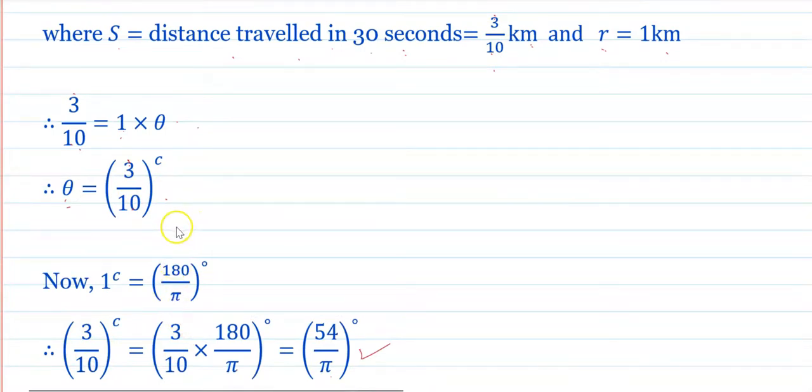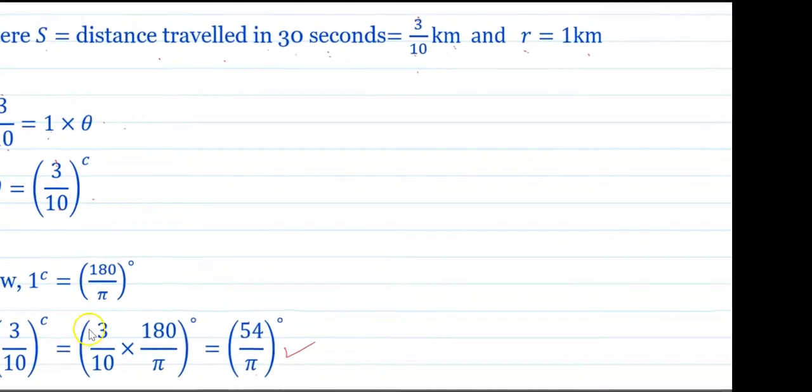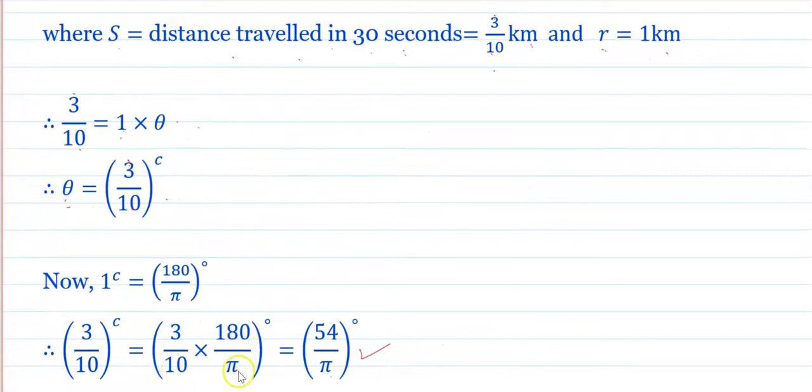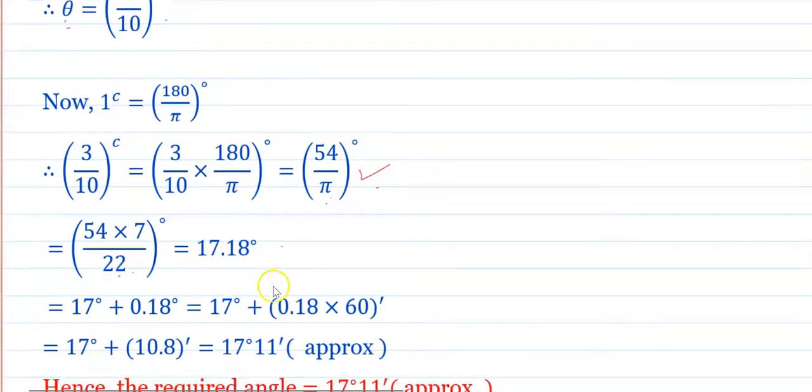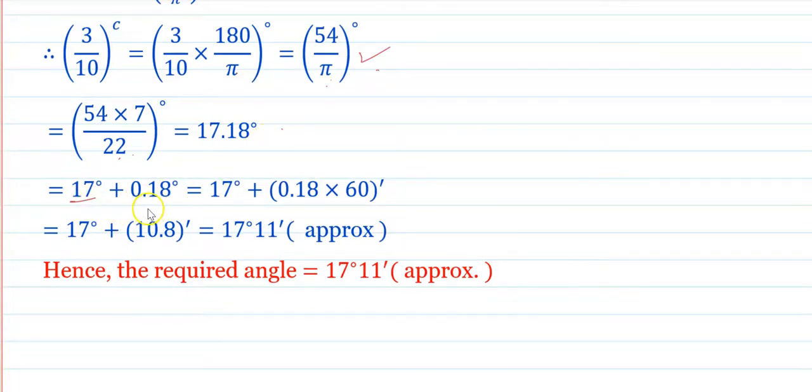Okay. Now we will find out the angle. 1 radian means what? 180 upon pi degree, and therefore 3 by 10 radian is equal to 3 by 10 into 180 upon pi, and again if you simplify, you will get 54 upon pi degree. Okay. Now substitute the value of pi, that is 22 upon 7. It will become multiplied by the reciprocal, that is 54 into 7 upon 22, and if you simplify it, then you will get 17.18 degree, and again 17.18 degree can be written as 17 degree and 0.18 degree. Now 0.18 degree we will convert into minutes, that is 0.18 into 60 minutes, and their multiplication is 10.8 minute. Okay, and hence approximately the angle turned by that train is 17 degree and 11 minutes. Okay, and this is the answer.